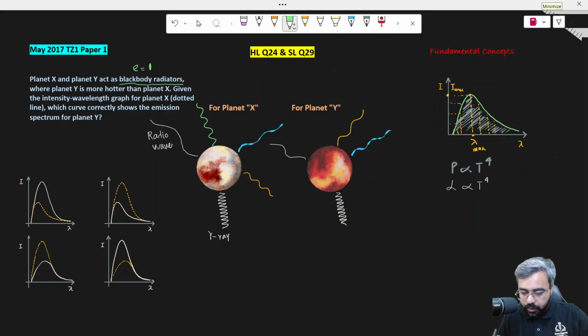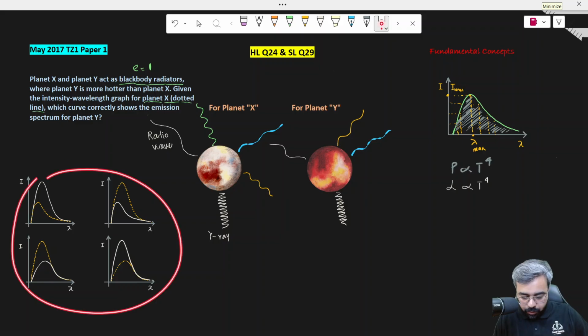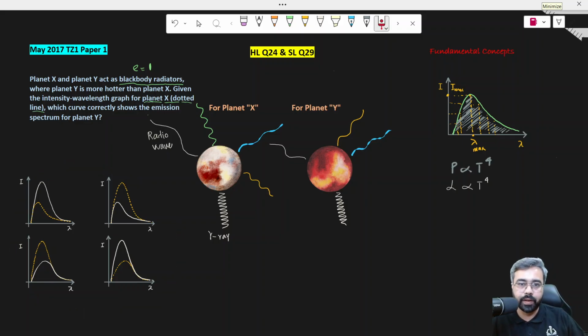Now, according to the question, planet X is less hot, and the graph for it is shown by the dotted curve. In all of these options, this dotted curve is representing the intensity wavelength curve for planet X. And what will be for planet Y?